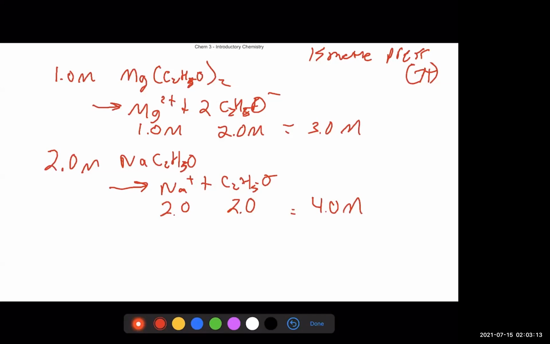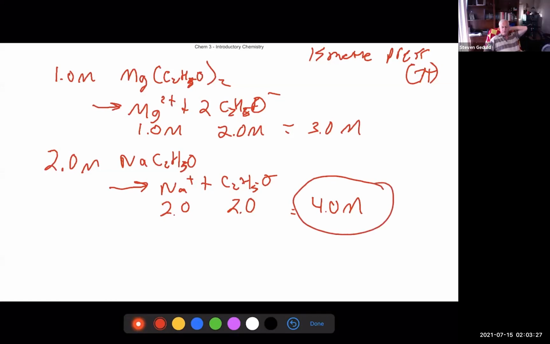So which one of those two solutions is going to have the greater osmotic pressure? Which one has the greater number, 3.0 or 4.0? The more parts in the solution, the stronger the osmotic pressure. The more the water is going to flow one direction or the other to equalize it. So the higher your number, the more parts in the solution, the greater your osmotic pressure is going to be. So this would have the greater osmotic pressure.